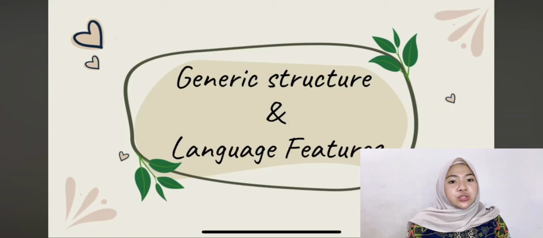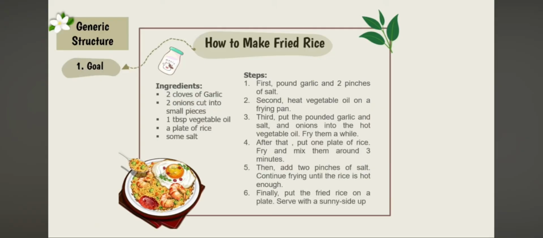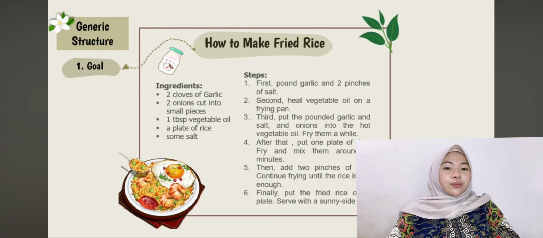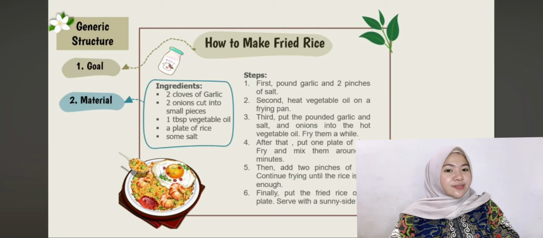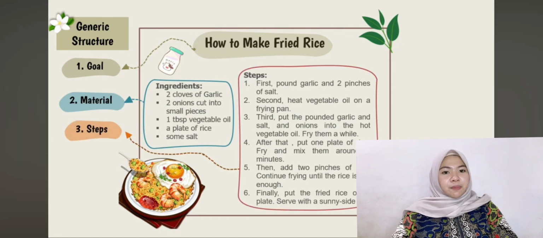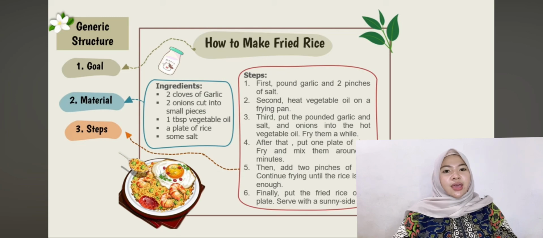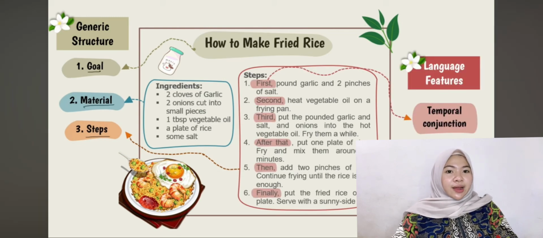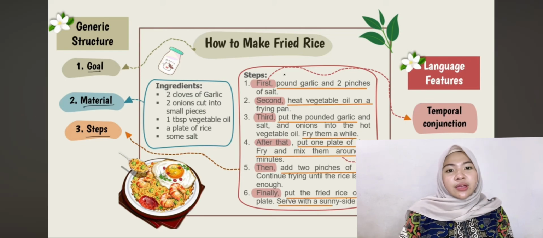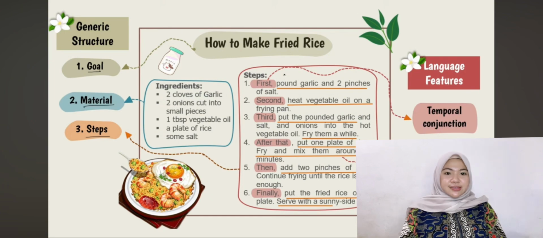Now, let's move to the generic structure and language feature. Let's look at the example first. Here is the example, how to make a fried rice. This is the goal. The goal is usually found in the title. The second part is materials. The materials tell us what we need. The last part is step. The step explains what to do step by step. So, the generic structure of a procedure text consists of three parts: goal, materials, and step.